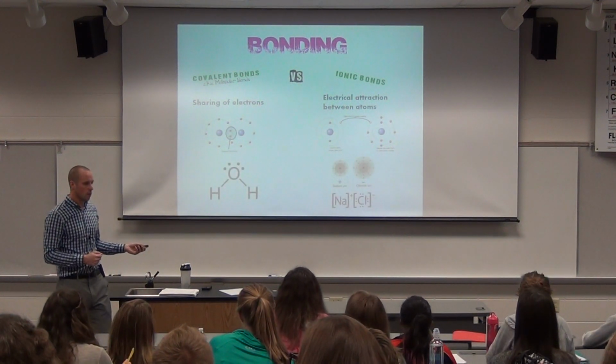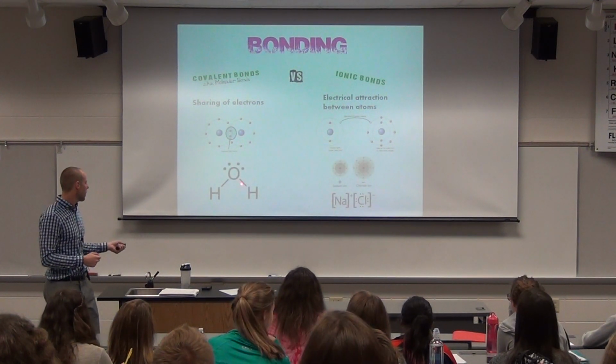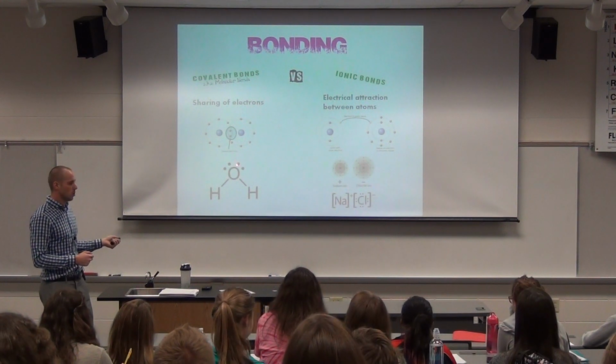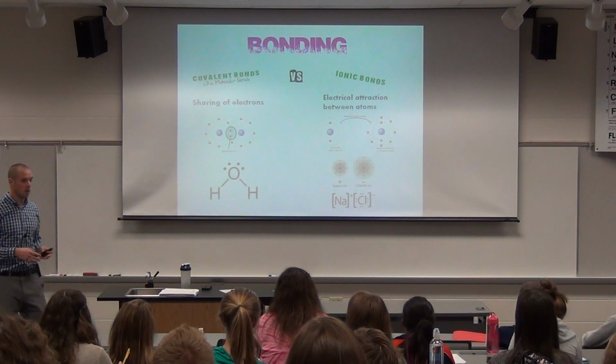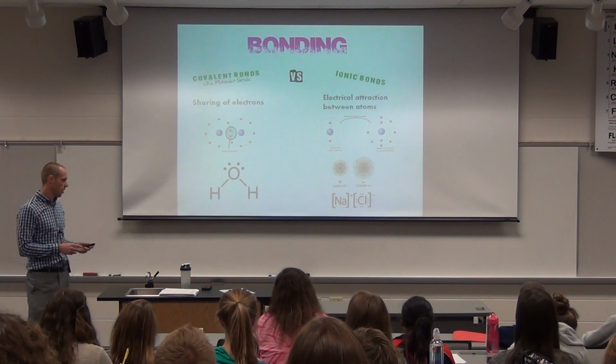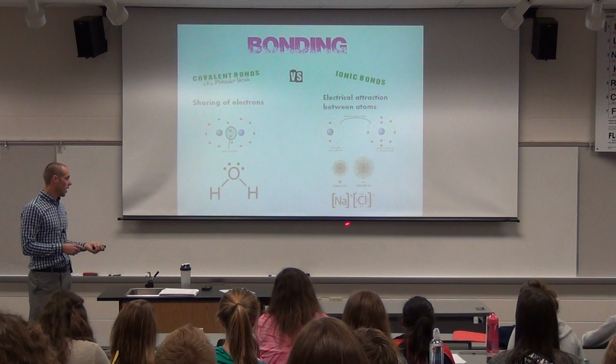Down here is just a picture of how we represent this. Anytime you see a picture like this, a Lewis structure with bonds drawn in, that's a covalent bond. It means that they're sharing electrons there. So you'll never write an ionic bond like that.